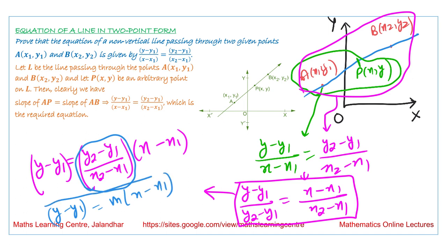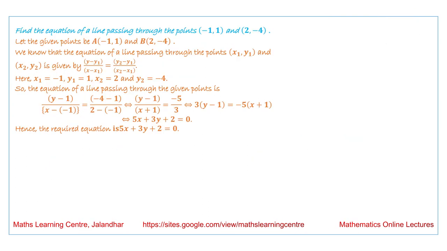This is the previous form that we have already seen, where the slope and the point are given. In this case 2 points are given, so in place of the slope we are substituting the value of the slope in terms of the given points. So a question based upon this is, find the equation of the line passing through these 2 points. This is the point minus 1, 1. Next we have the point 2 comma minus 4. We have another point over here, P x comma y.